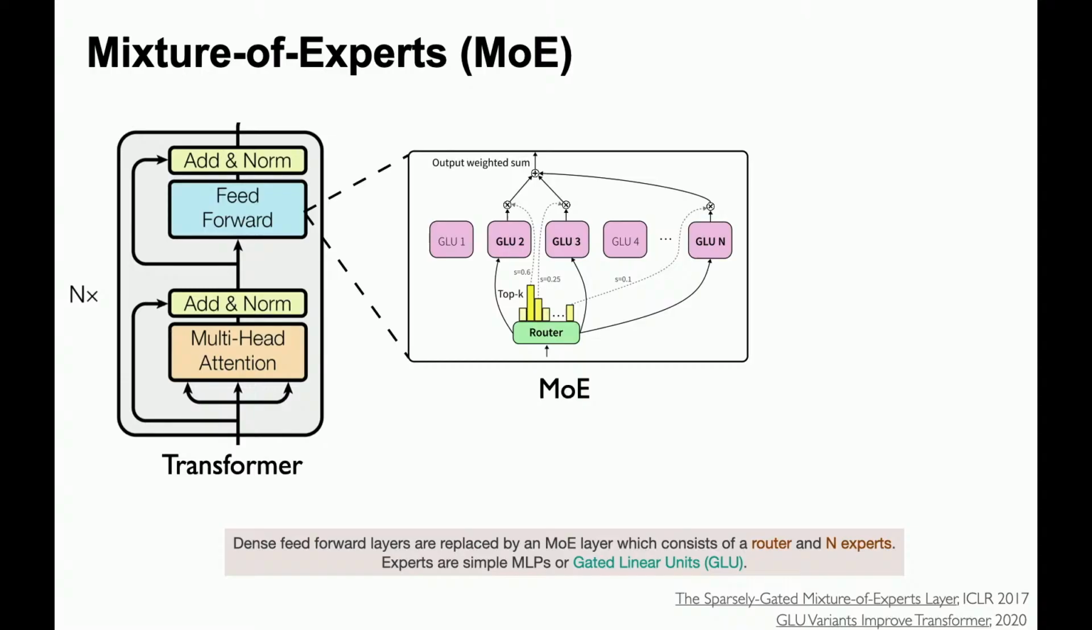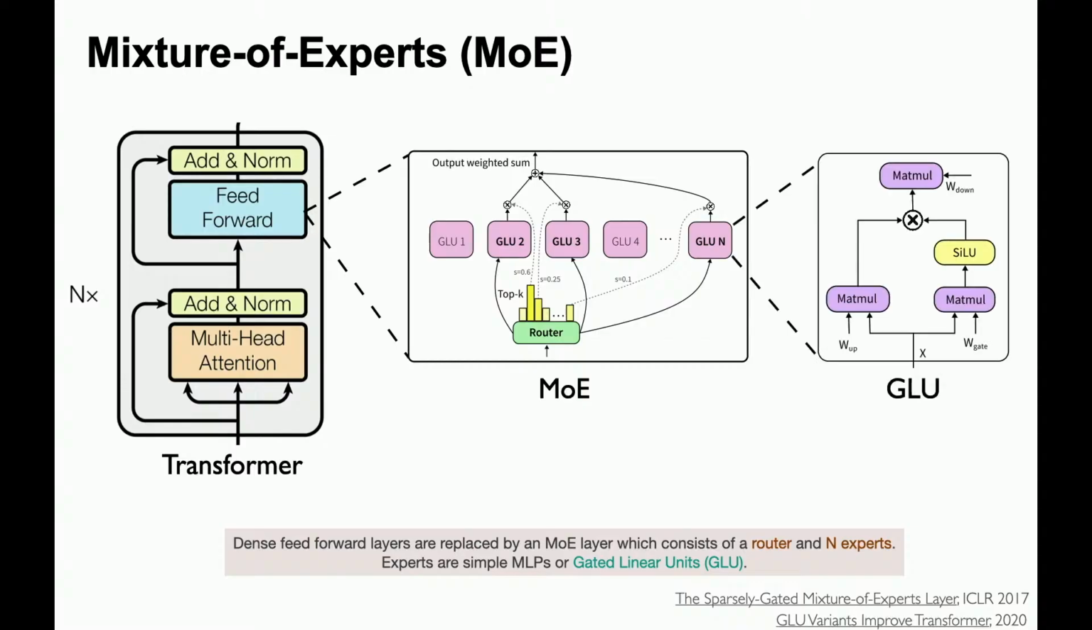And these experts can be implemented the same way we used to implement feed-forward networks before, using smaller MLPs. Or, and today they are more popularly implemented using what is known as a gated linear unit, which looks a little bit more complicated, a bunch of matrix multiplication with some activation.